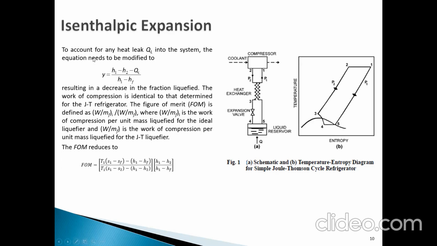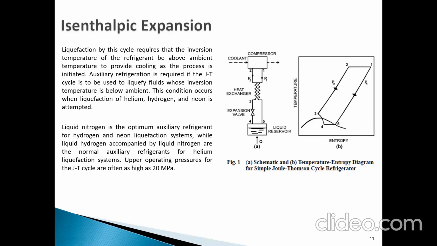Then, liquefaction by this cycle requires that the inversion temperature of the refrigerant be above ambient temperature to provide cooling as the process is initiated. Auxiliary refrigeration is required if the GT cycle is to be used to liquefy fluid whose inversion temperature is below ambient. Hindi na kaya. This condition occurs when liquefaction of helium, hydrogen, and neon is attempted.